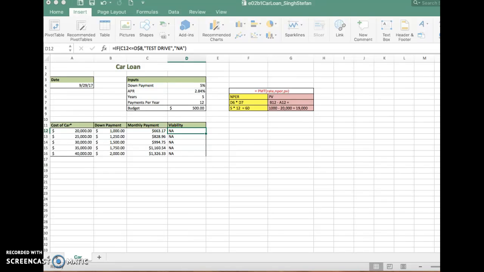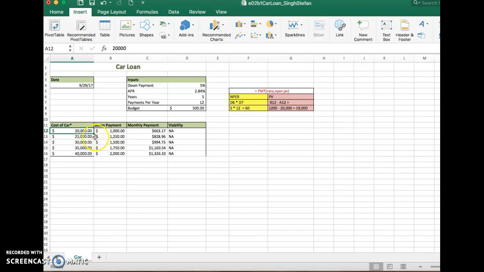In this spreadsheet, the first task was to input the date in cell A4 using a formula. As you can see, I used the TODAY function in the parentheses, and that returned the current date. I then calculated the down payment on the stipulated rate of 5%. So the down payment rate is 5% multiplied by the cost of the car.